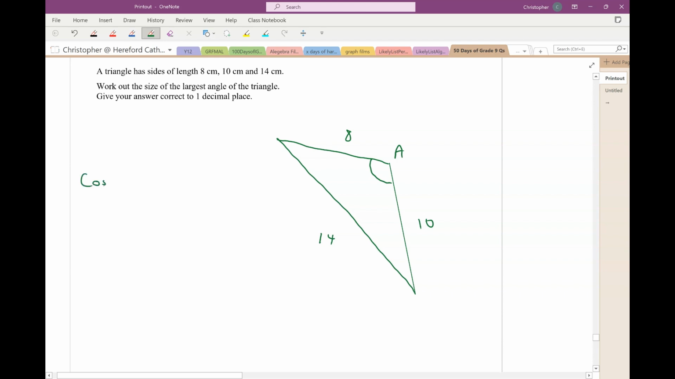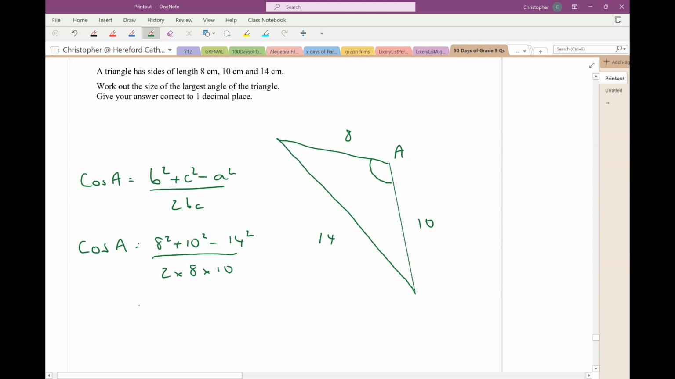The cosine rule rearranged: cos of A will be b squared plus c squared minus a squared over 2bc. So in this case, cos of the angle at A will be 8 squared plus 10 squared minus 14 squared over 2 times 8 times 10. On my calculator, I get cos A is minus a fifth. So now I do shift cos equals, and I get the answer of 101.5 to 1 decimal place.